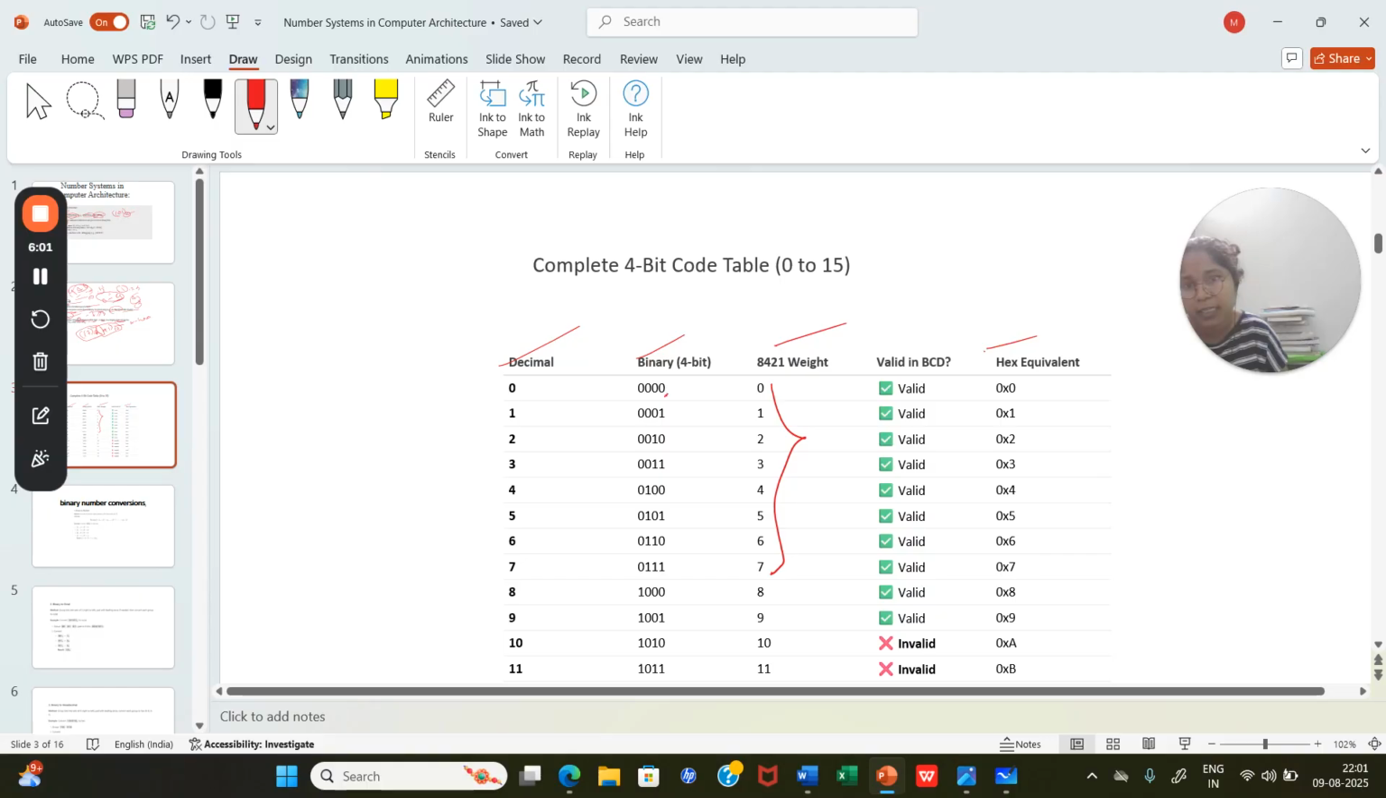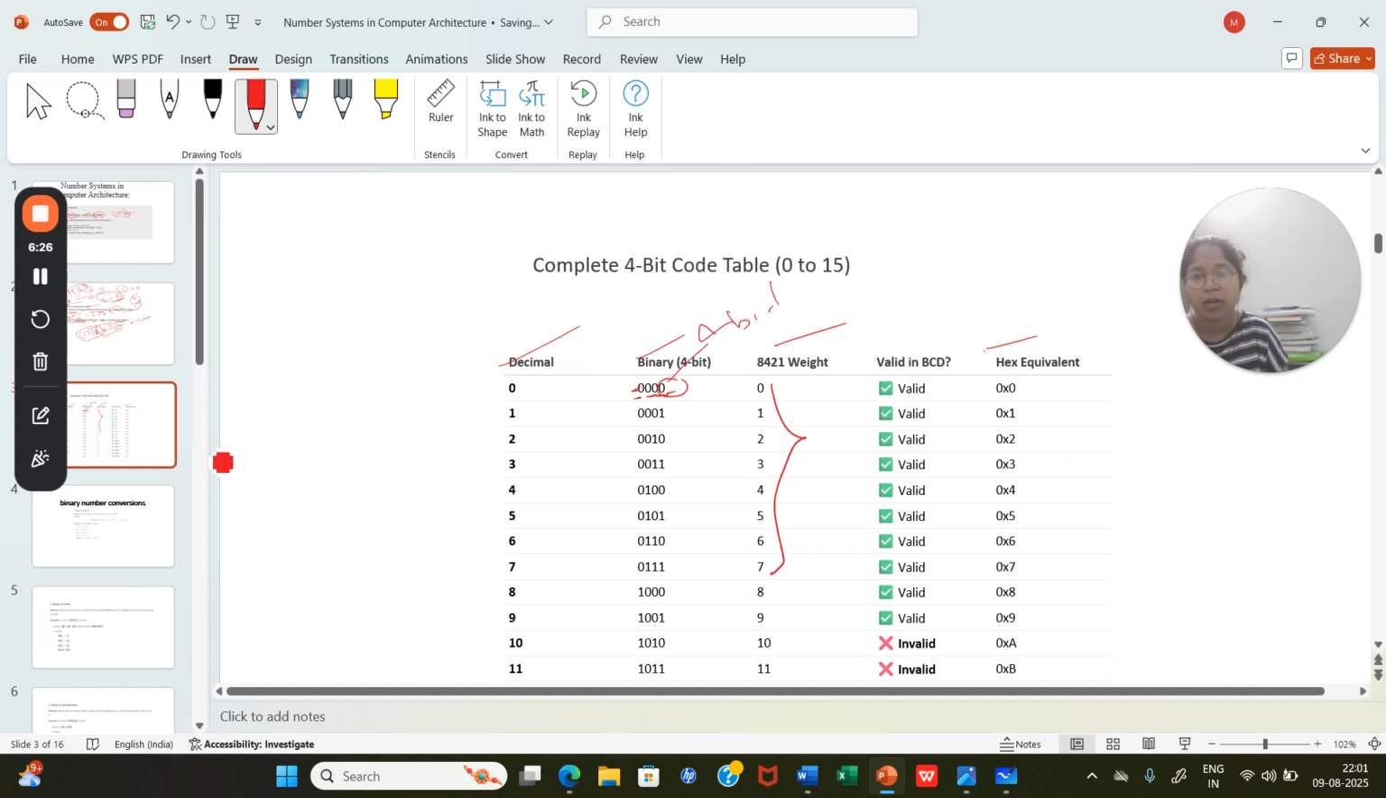Any one digit, 0 or 1, we are going to call a bit: 1 bit, 2 bit, 3 bit, 4 bit. Any one bit may be a 0 or it may be a 1. For example, take here. How many bits are there in total? Four zeros are there, so total 4 bits.